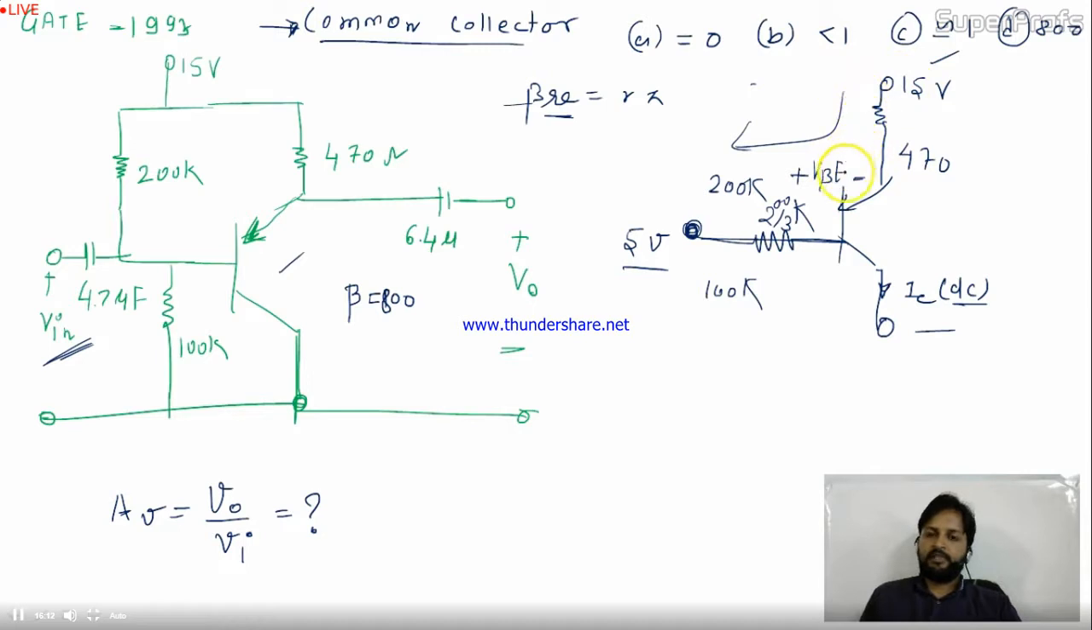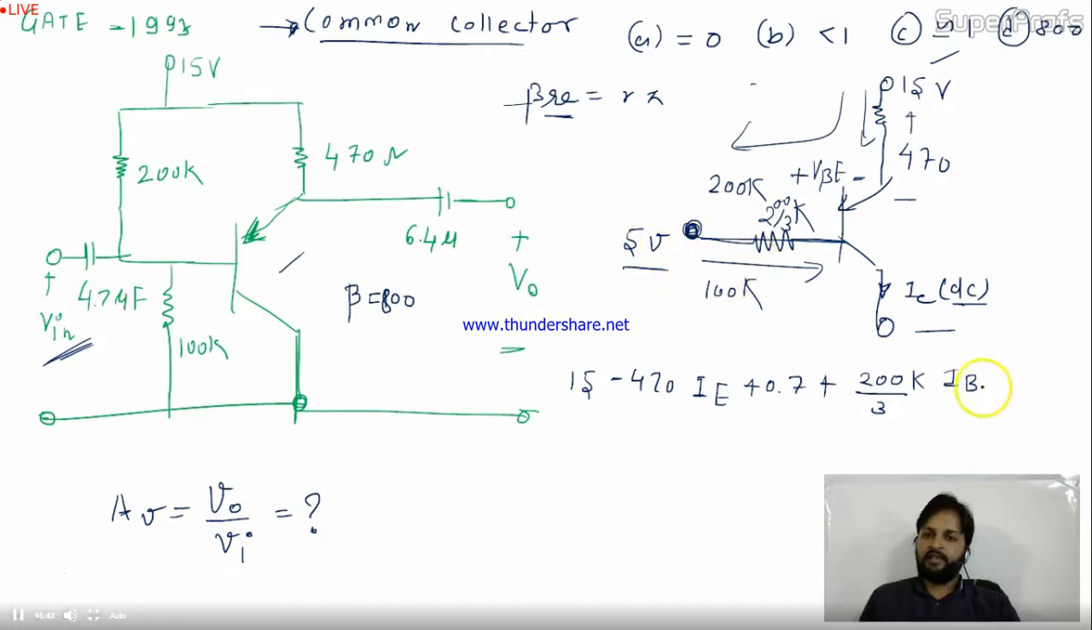So let's do it like this: the current IE is coming like this. So 15 minus 470 of IE, perfectly fine. Coming to this, I'm getting plus 0.7 volt. And here the current IB is coming like this. Is it okay? So I'm getting positive 200 by 3K into IB. IB is perfectly fine. And at the end I'm getting minus 5 equal to 0. Now I need to calculate IE or ICDC because IE and ICDC are both equal. And definitely in this case they will be equal because beta is very large, that is 800.